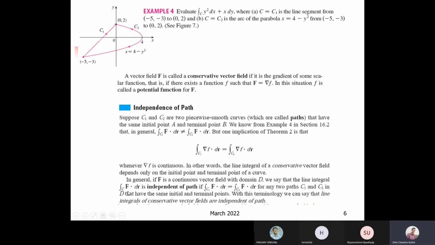say that the line integral, this one, f dot dr along the curve C, is independent of paths if this happens for any two paths C1 and C2 in D that have the same initial and terminal points. Okay. So with this terminology, we can say that the line integrals of the conservative vector fields are independent of paths. Okay. So now the next thing is going to be very interesting.